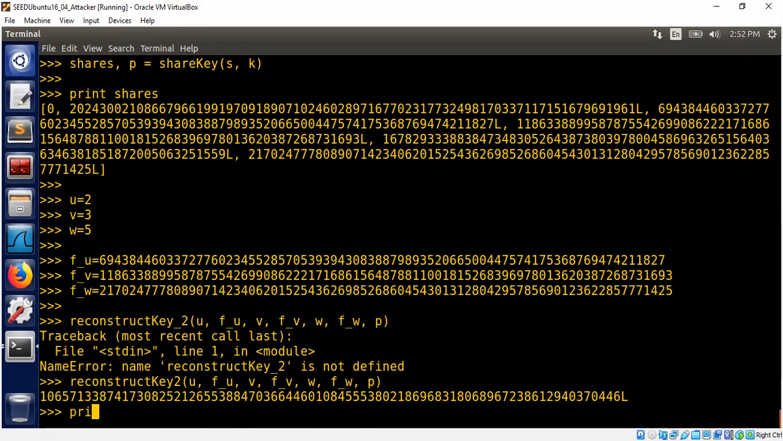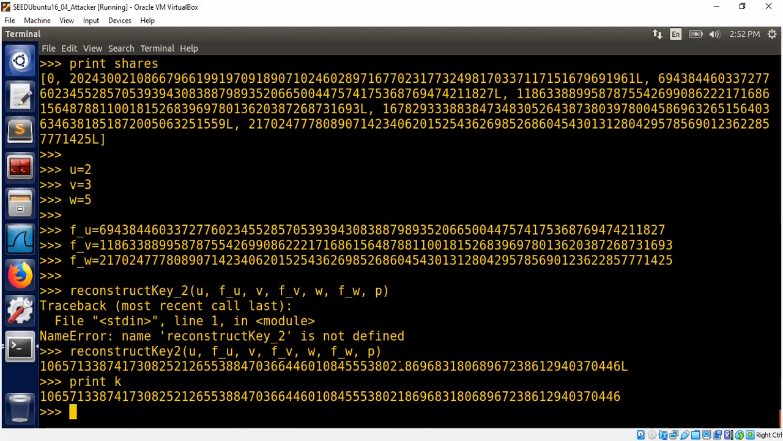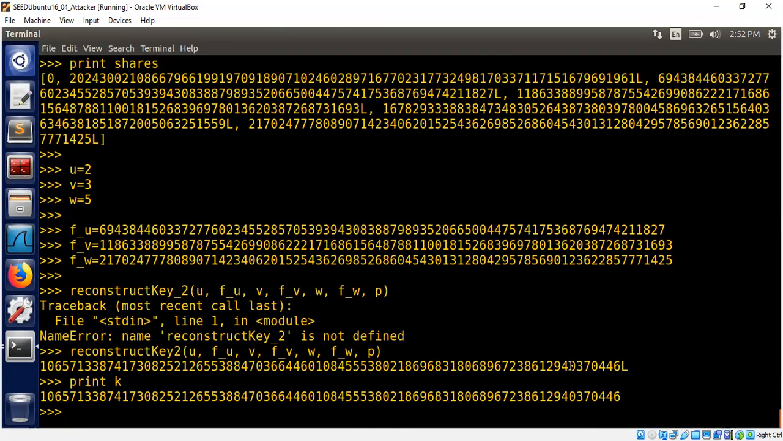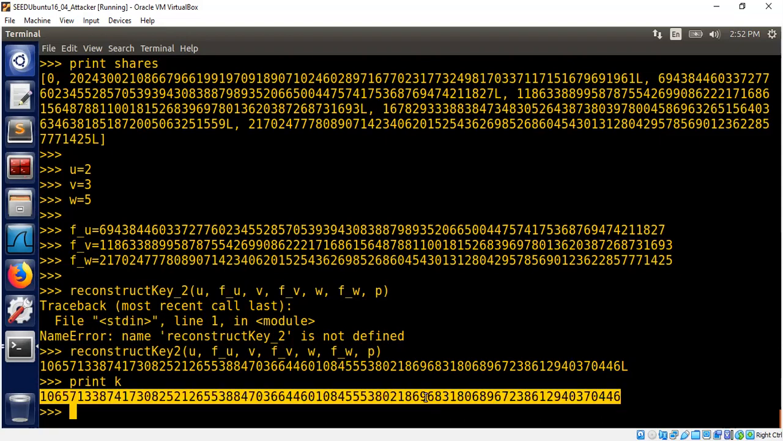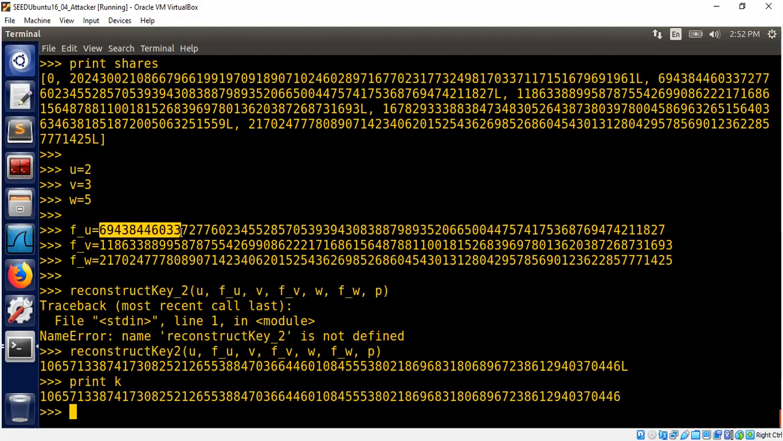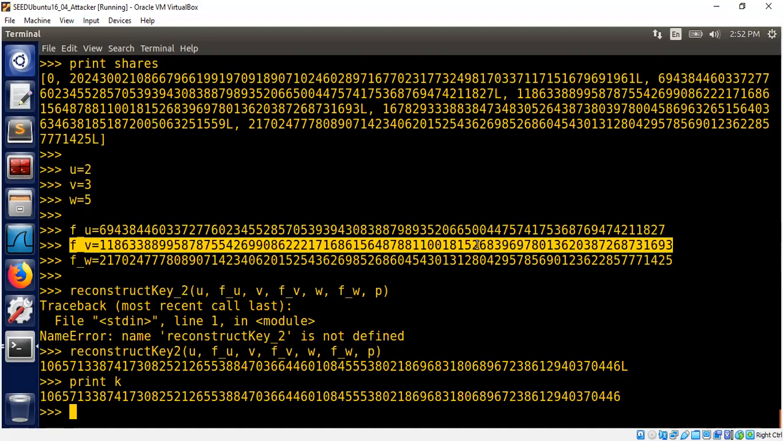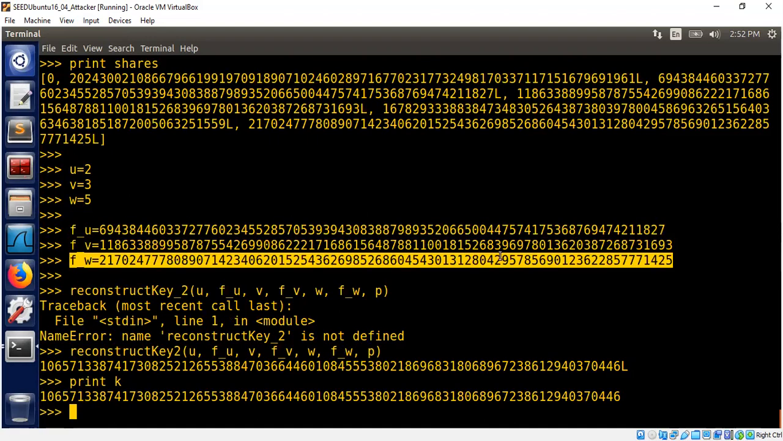Let's print it and see whether it's the same as the key. Yes, you see here it's the same key that was originally shared. Python always puts an L at the end for long type, but other than that, you got the idea. I have the key K and I distribute it among 5 people, and I have only 3 shares available from identity numbers 2, 3, and 5. This is a secret from the uth person, this is a secret from the vth person, this is a secret from the wth person, and I bring them together to reconstruct the original secret.